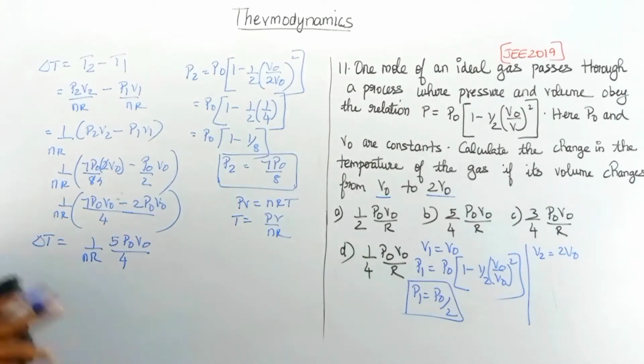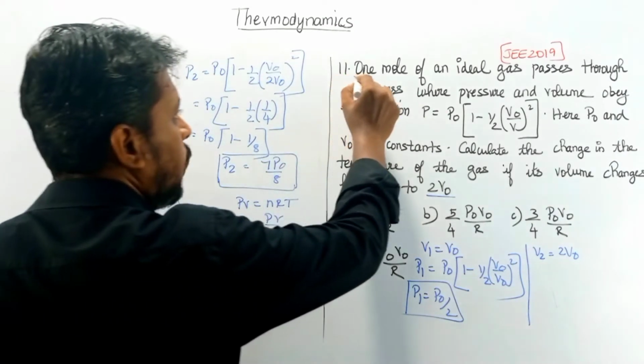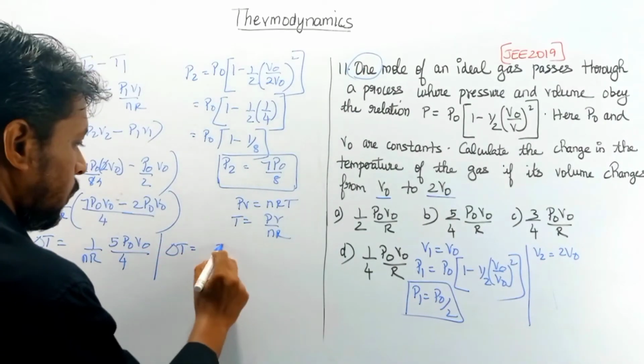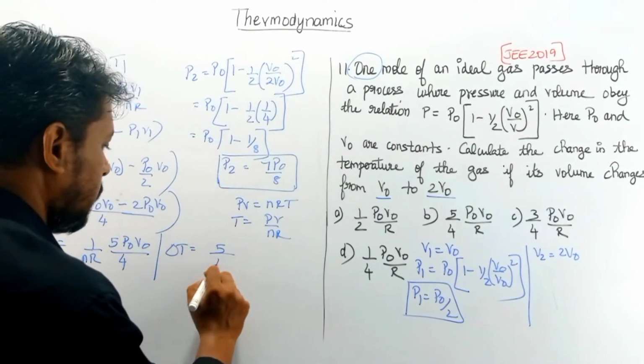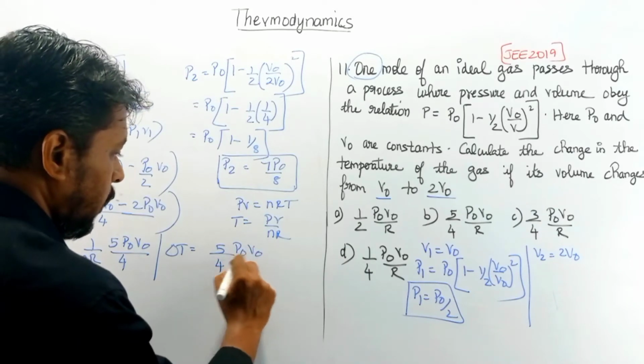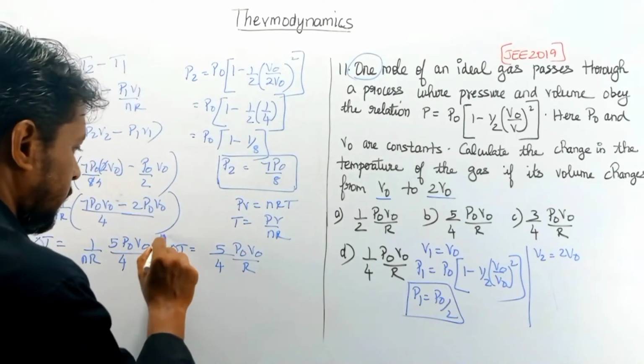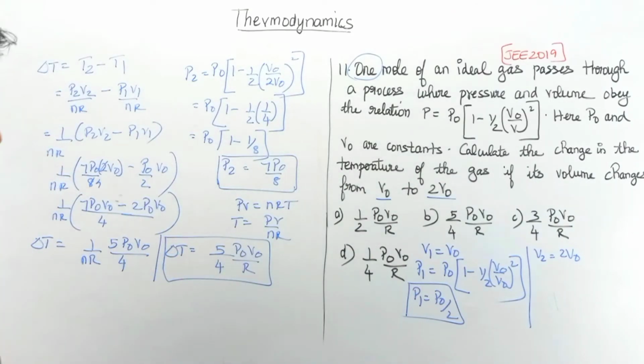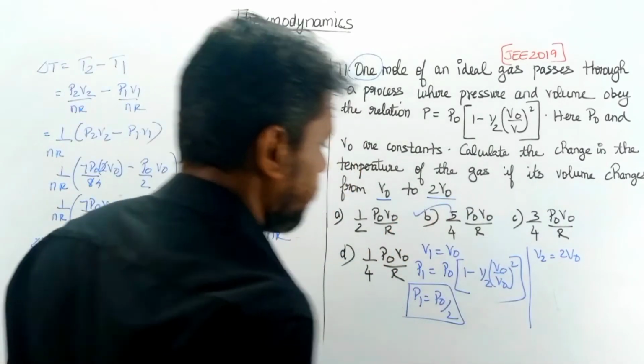Here they have given the number of moles as 1. So this equation could be written as delta T is equal to 5 by 4 P0 V0 by R. So this is the final equation, 5 by 4 P0 V0 by R. So option B is the right answer.